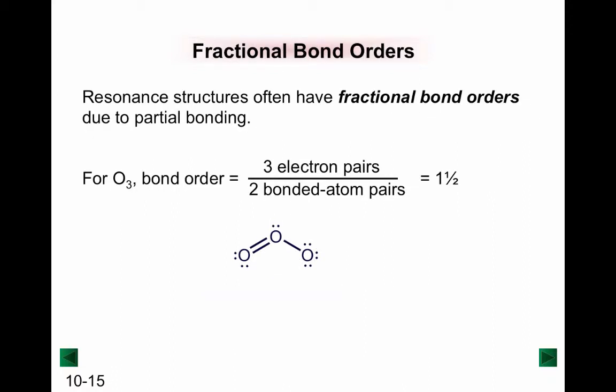Resonance hybrids often have fractional bond orders due to the partial bonding. To determine the fractional bond order, you sum up the total number of bonded electron pairs divided by the sum of the bonded atom pairs. Therefore, the fractional bond order for ozone is 1.5. Do you see this?